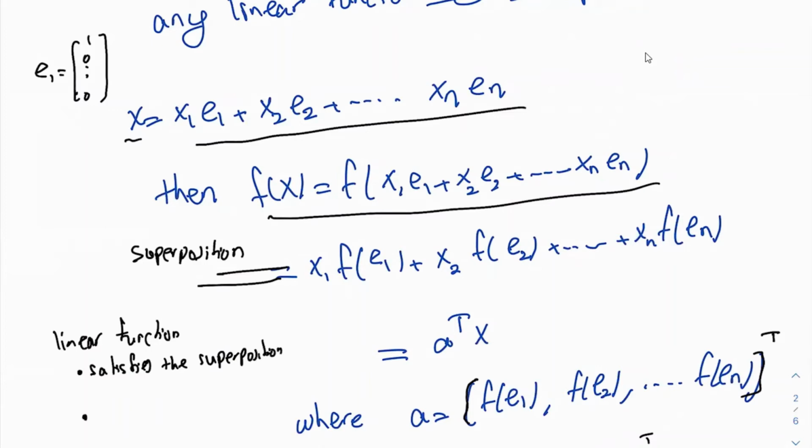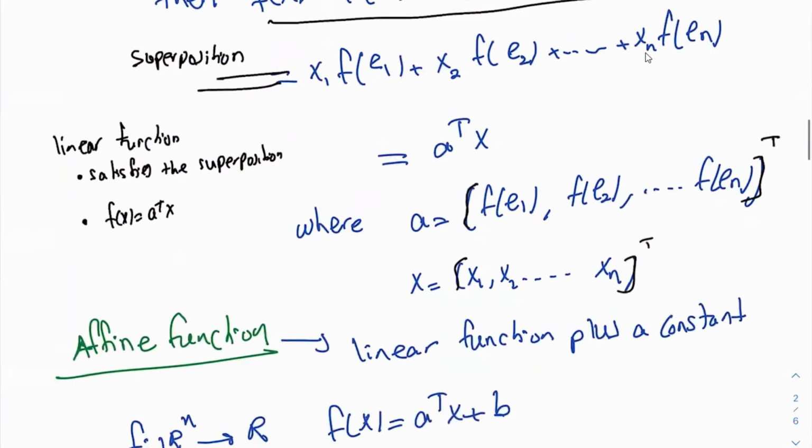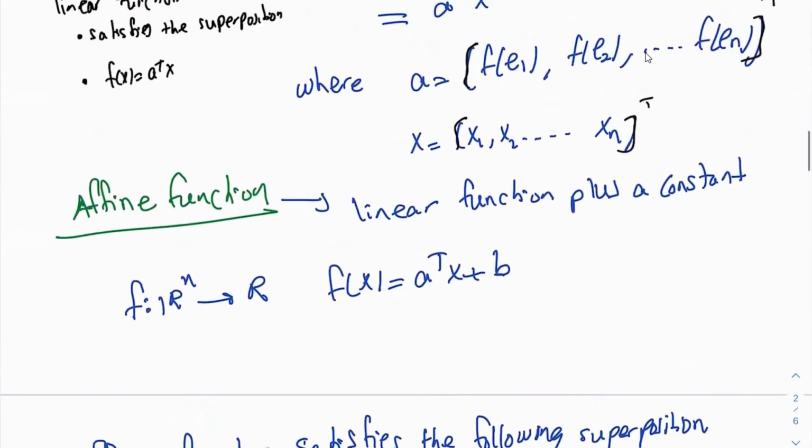It can be written as A transpose X, right? We just saw that. F of X can be written as A transpose X. From now on, you can write a linear function as A transpose X without loss of any generality. Okay, great. Now let's talk about affine functions.